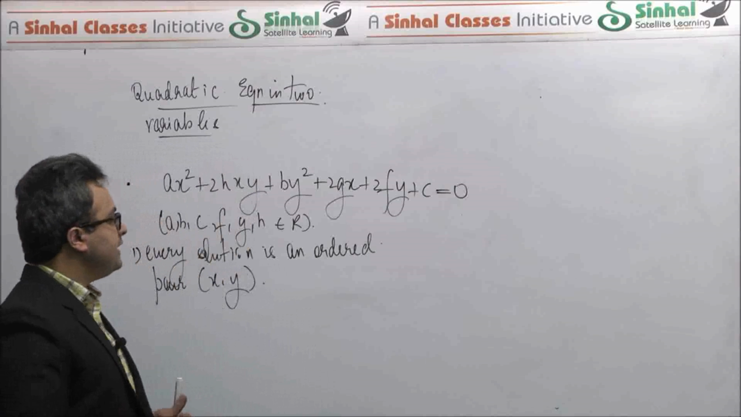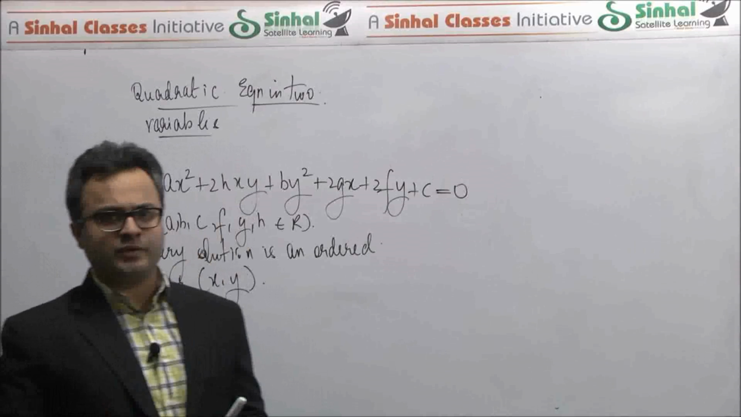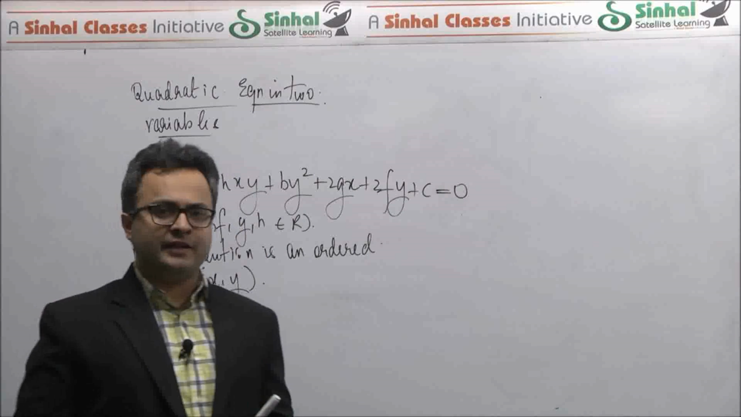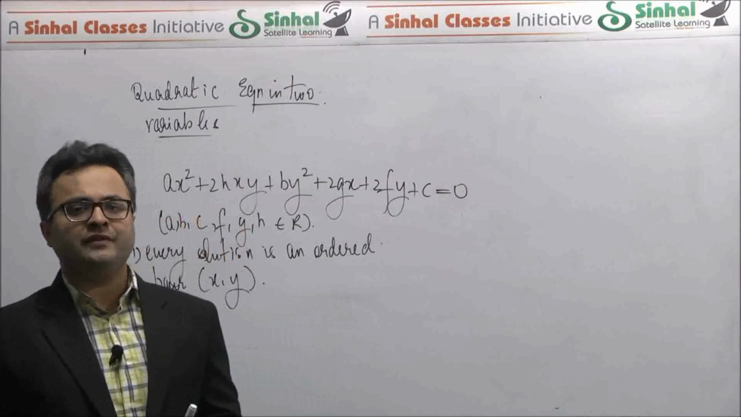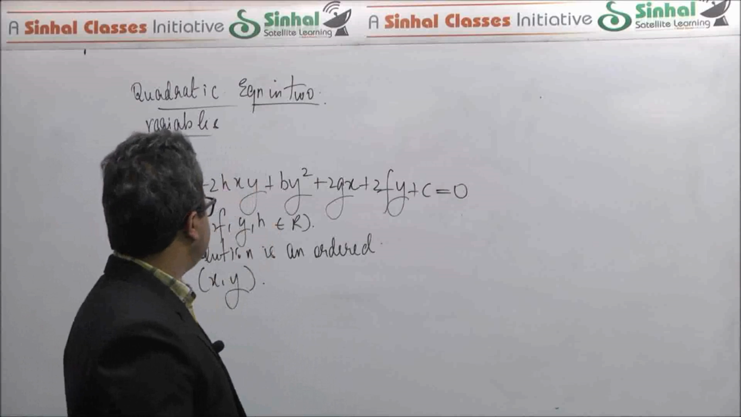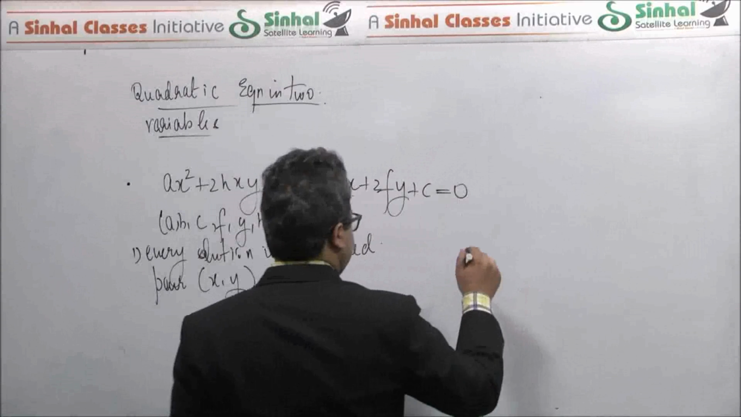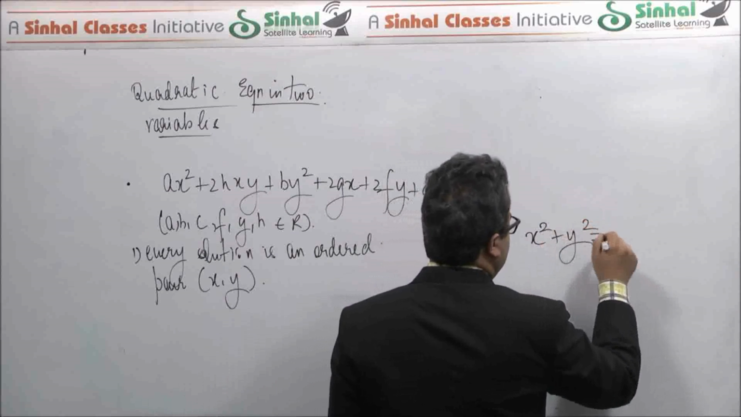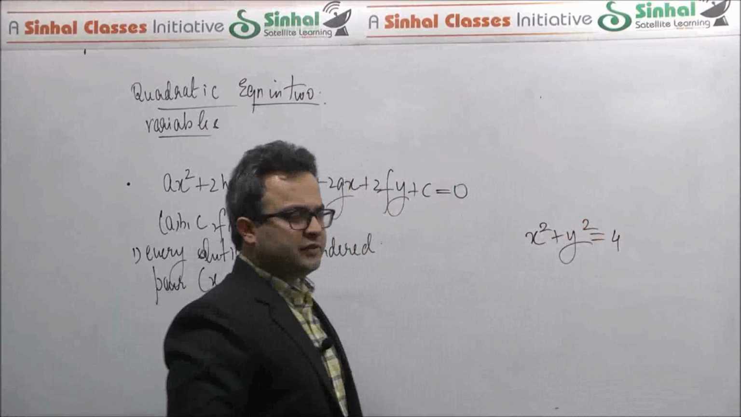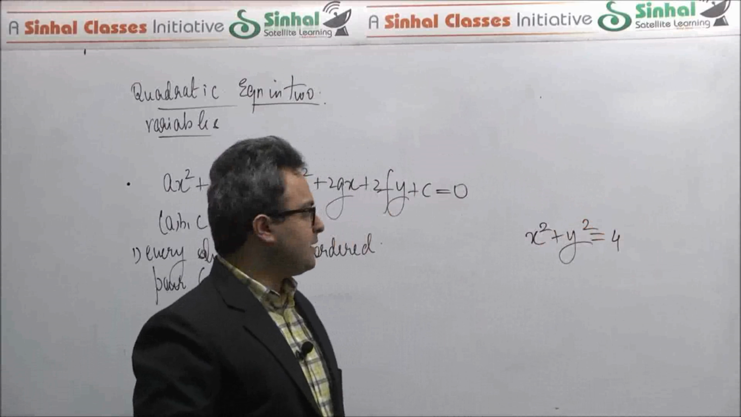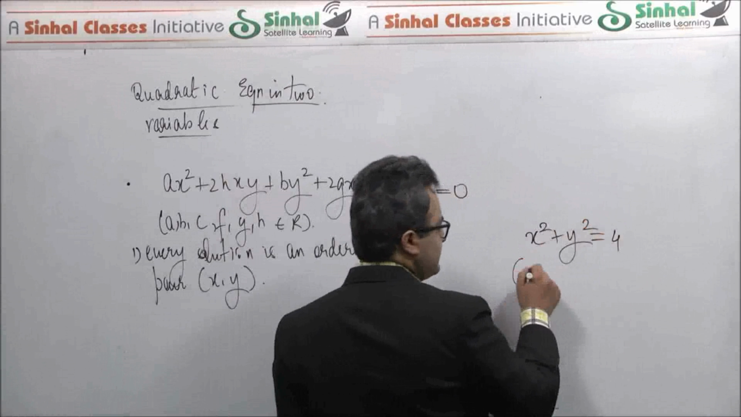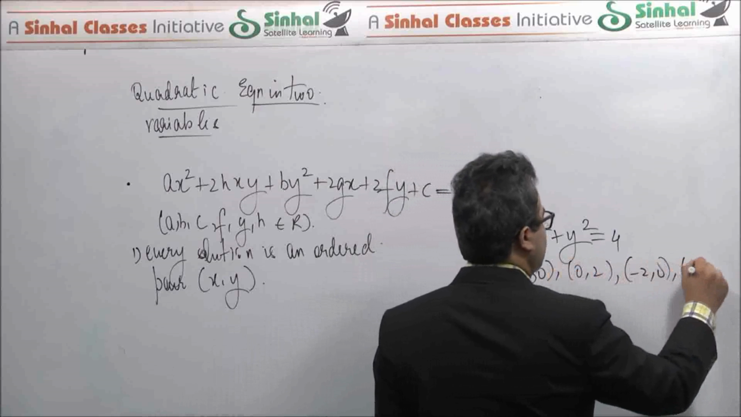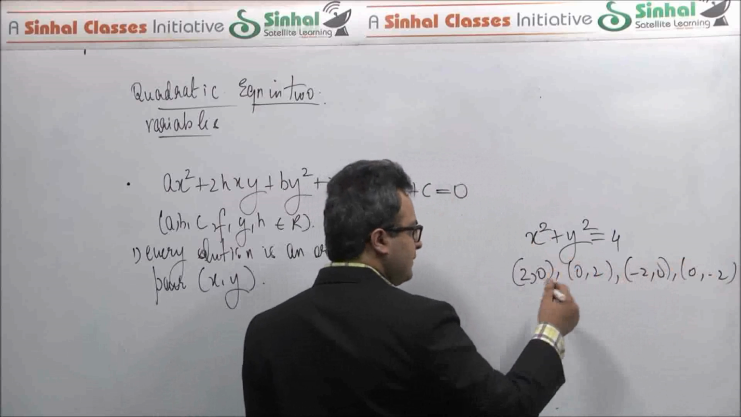So typically when you're talking about the real solutions of such an equation, there are only three possible situations. Such an equation can have infinite real solutions. It could have only one real solution, or there's also a possibility that it might have no real solutions. So some simple examples: if we look at this equation, x square plus y square equal to 4, some solutions are 2 comma 0, 0 comma 2, minus 2 comma 0, and 0 comma minus 2. These are definitely some solutions.